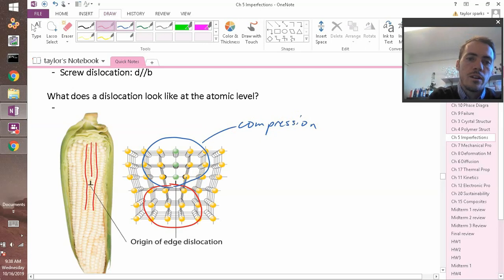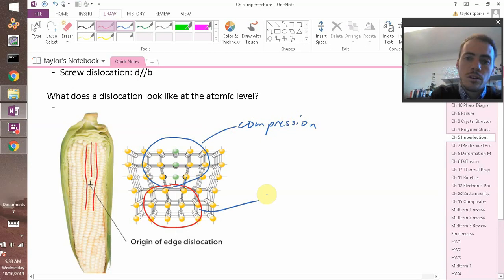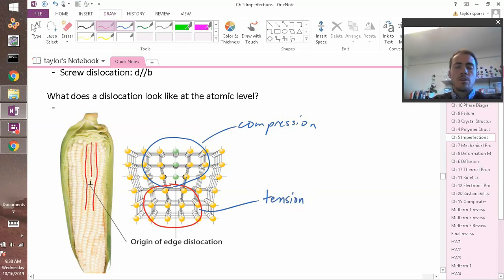And then on the other hand, this one, because you stuffed that atom row up above it, they're being pulled apart more than they'd like to. So it's under tension. Okay, so it creates strain fields that surround the dislocation. Above it, you get compression. Below it, you get tension.